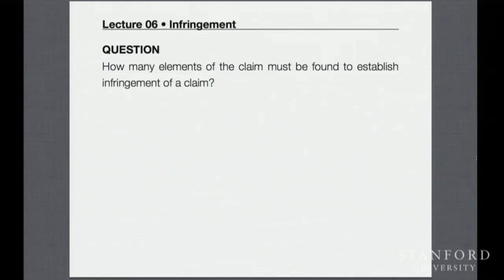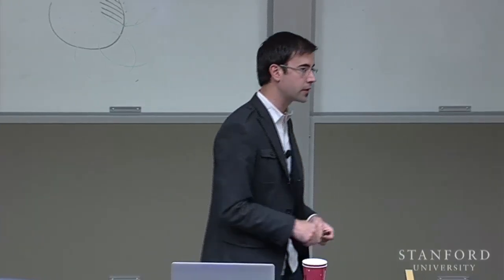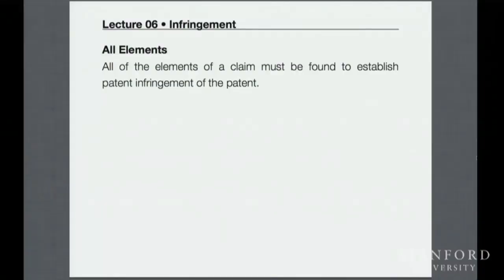It turns out that's not the right answer. Could someone help me out with that? Yeah. Well, that's all elements rule. All elements rule, right. And so this is actually the confusing part, and I think you're answering the very next question, Nick, and so we'll give that to you as well. But in terms of the elements of a claim, all of them have to be there.